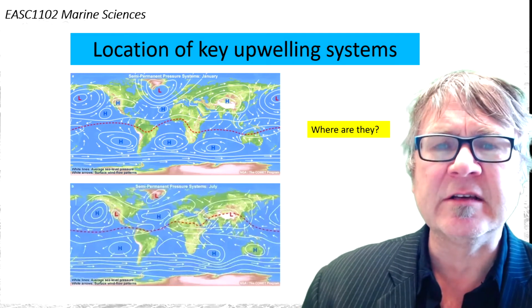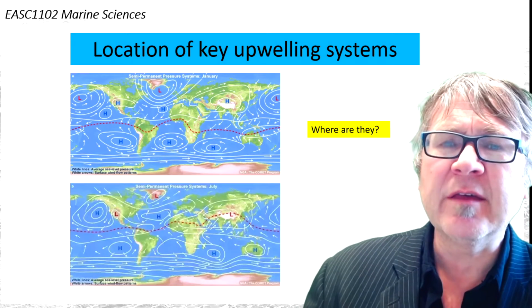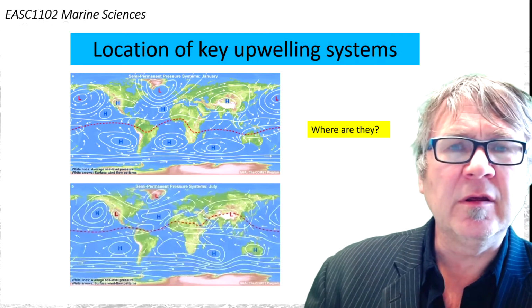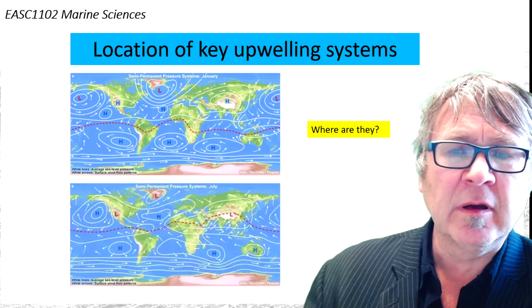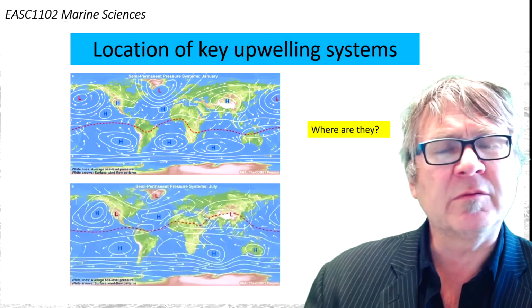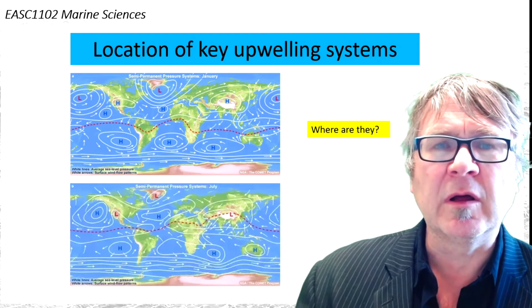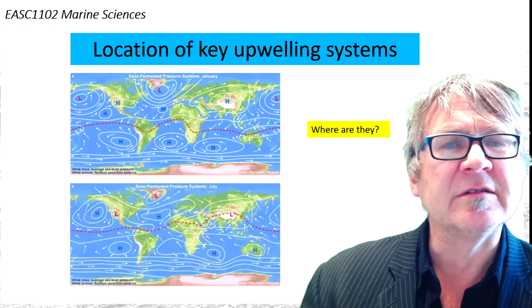So where are these upwelling systems? The location of key upwelling systems. Where are they? You bought the wrong map. Okay, this map doesn't show you upwelling systems. What this map shows you are the wind directions. So where are the upwelling systems?